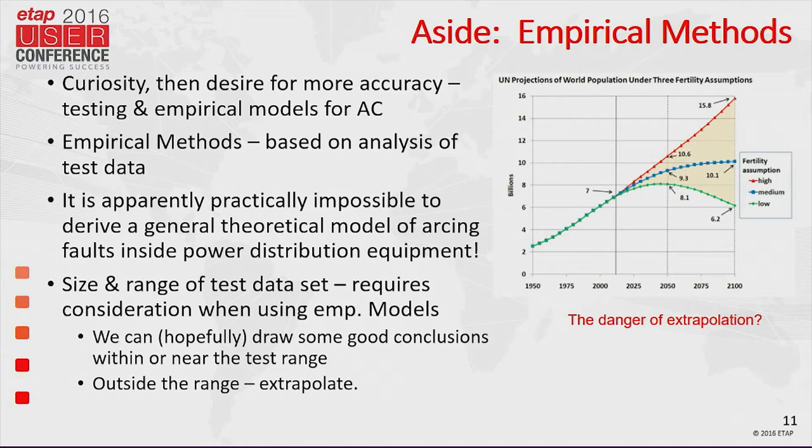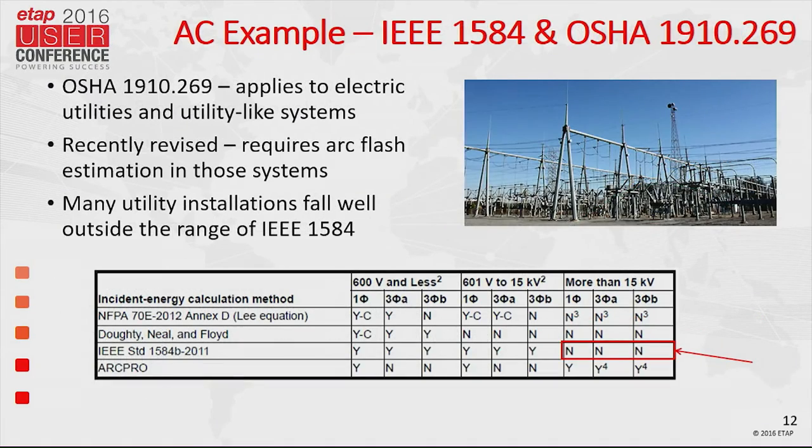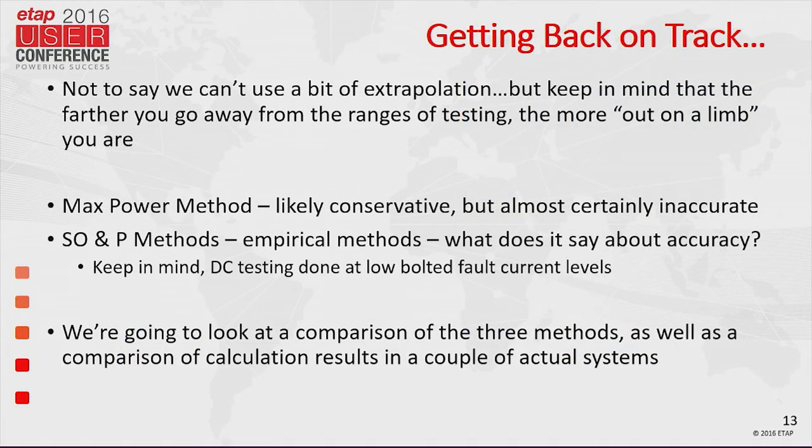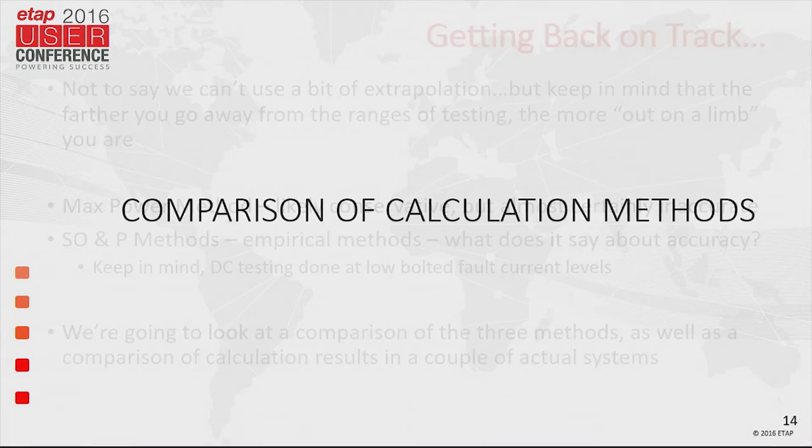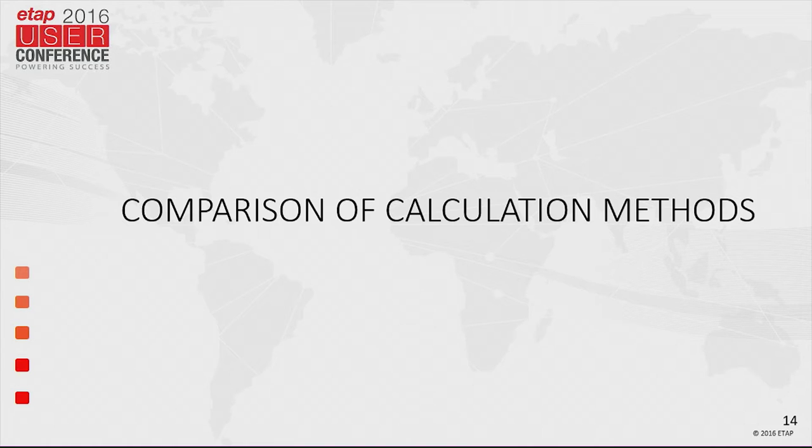We had a question before about how come IEEE 1584 cuts off at 15 kV. One of the answers is testing was done to 15 kV. When we get outside that range, we start having issues. It's not necessarily that we start having issues. We don't know if we have issues. Always keep that in mind when we're looking at empirical methods. Not to say that we can't use them, but just something to keep in the back of our minds as we look at this stuff.